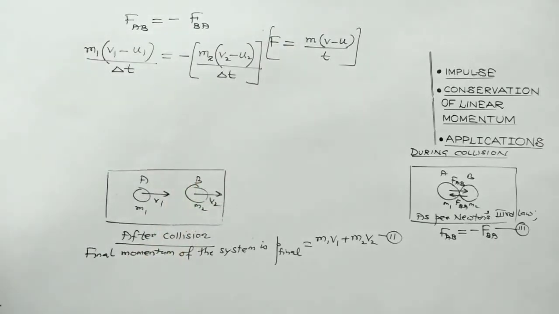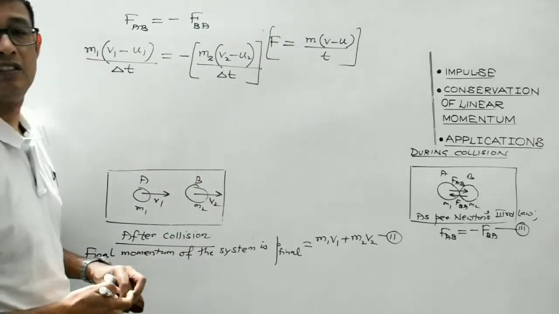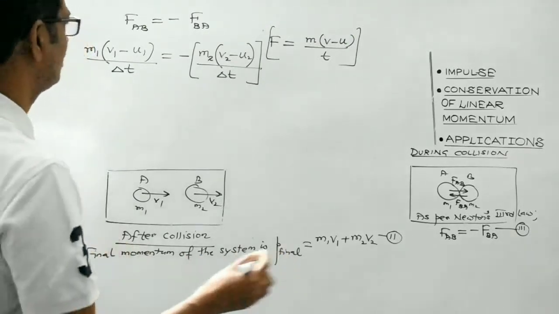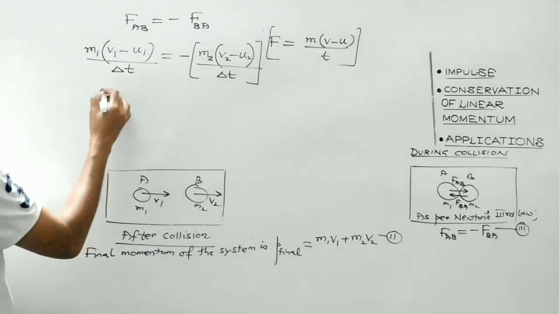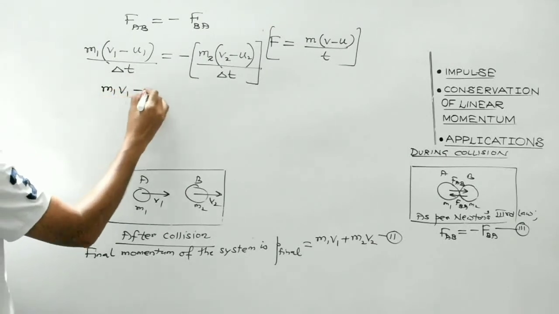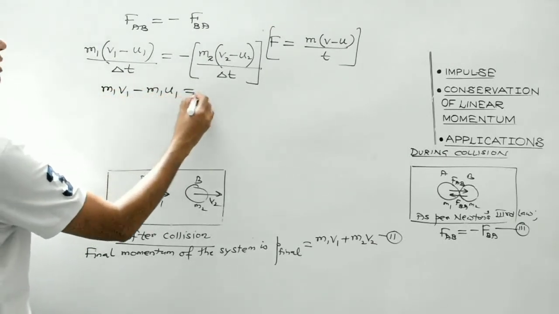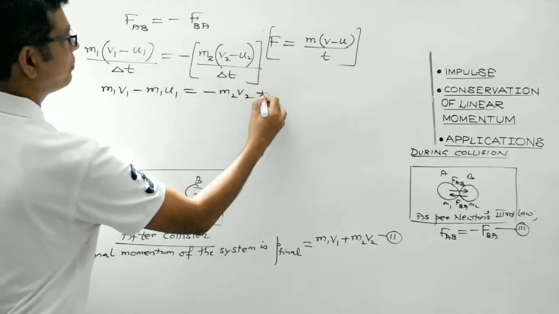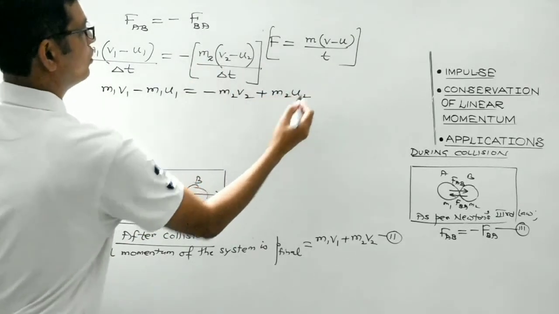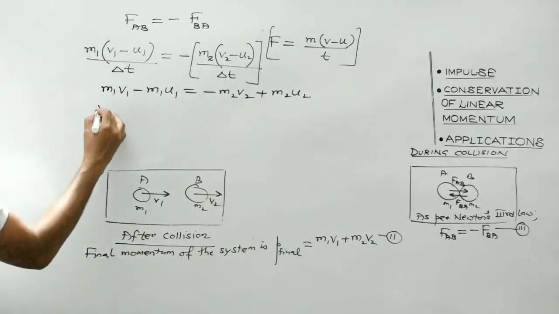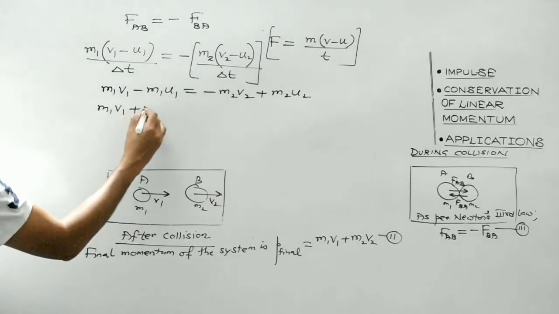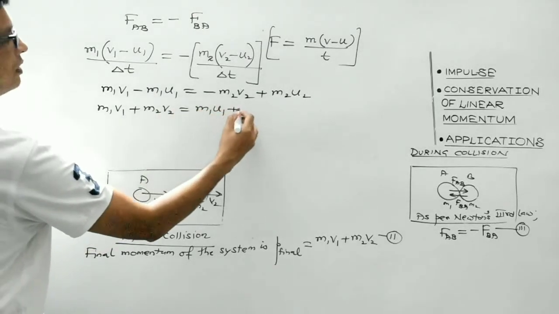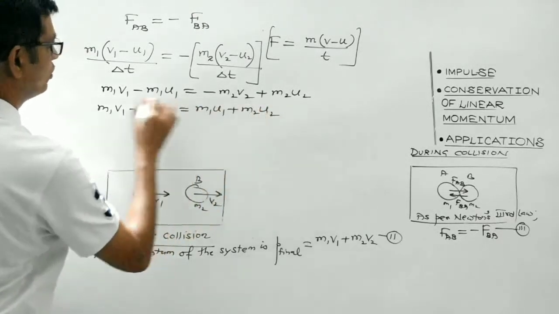Right, students? Try to rearrange the terms and we should get the result. Delta gets cancelled. So, what do we get? M1 V1 minus M1 U1 is equal to minus M2 V2 minus minus will give us plus M2 U2. So let's try to rearrange the terms. M1 V1 plus M2 V2 is equal to M1 U1 plus M2 U2.